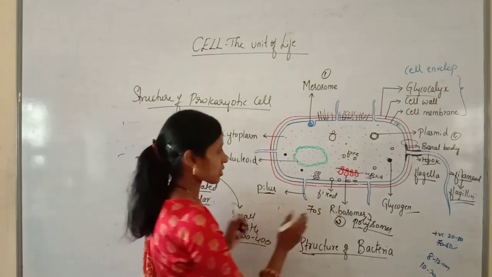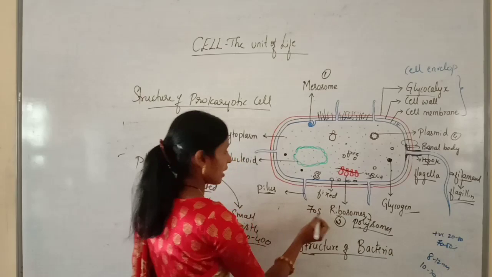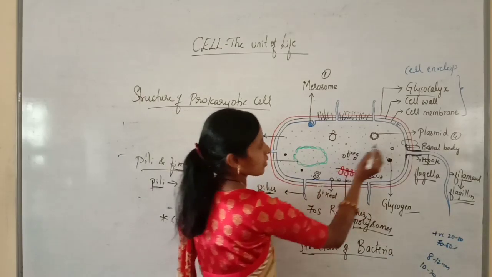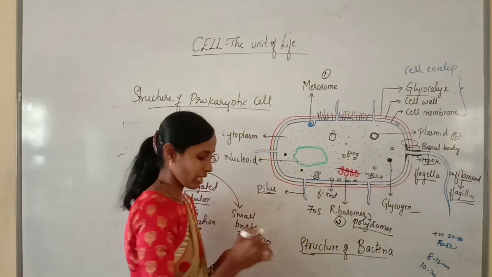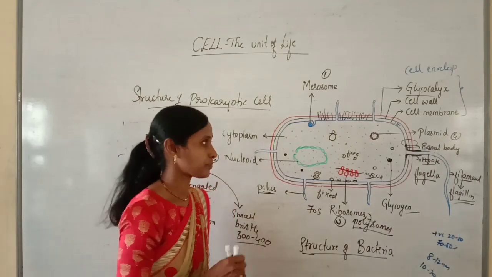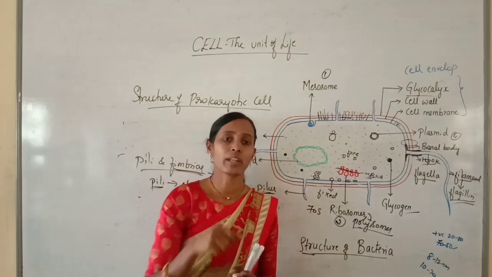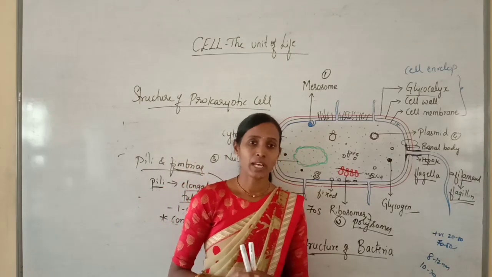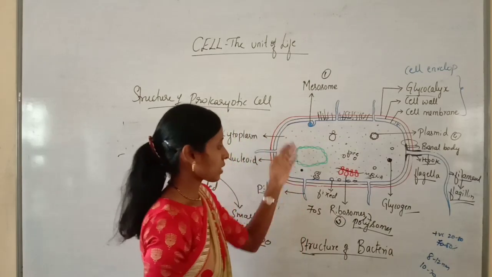So here we studied mesosomes, ribosomes, nucleoid, cytoplasm, pili, the plasmid, flagella, reserve food material, inclusion bodies, everything we have discussed. Now we will recall the few points that we have studied in this class. Firstly we studied mesosomes. Mesosomes are the inward foldings of the plasma membrane, mainly helping in cell division, DNA replication, respiration, secretion and enzymatic activity.